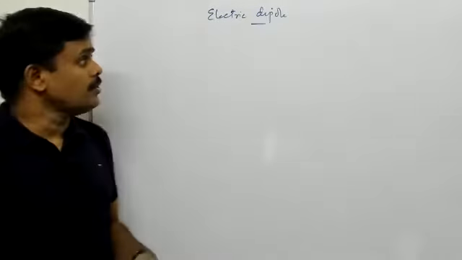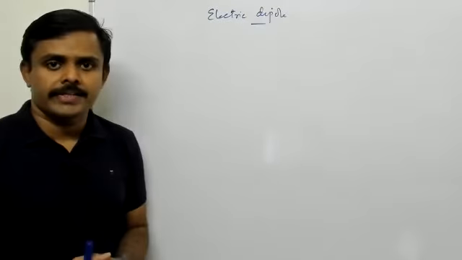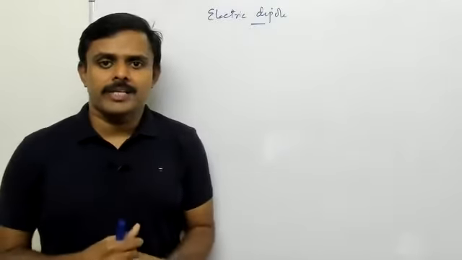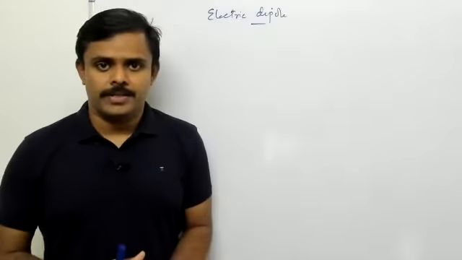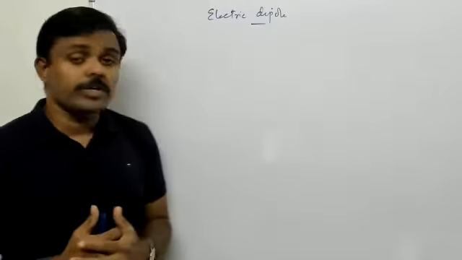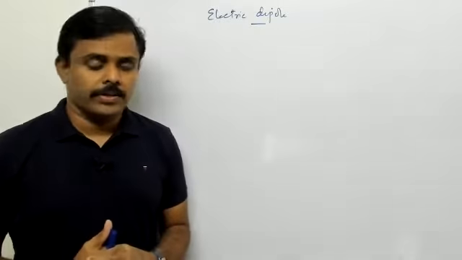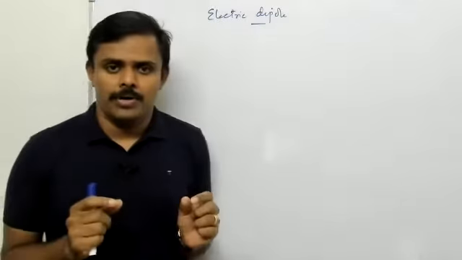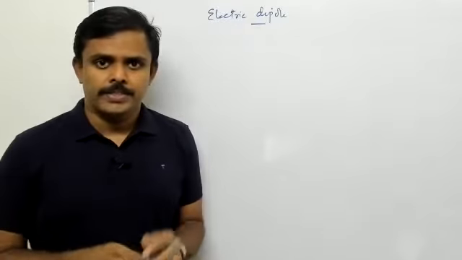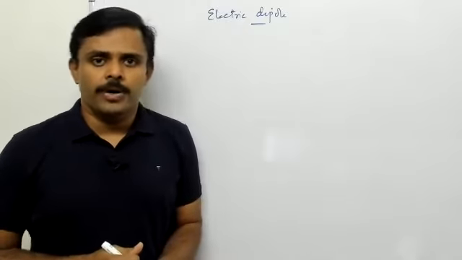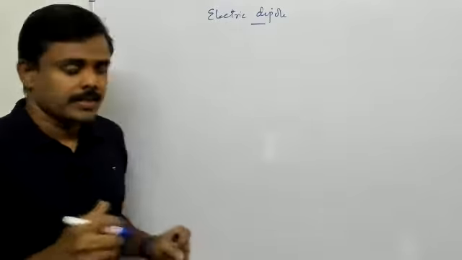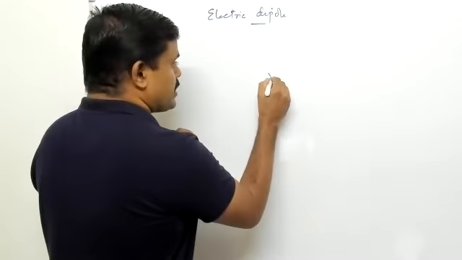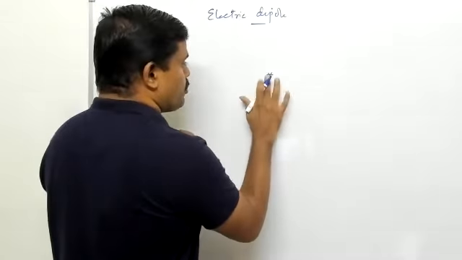All right. So in this session, we'll be looking at electric dipole and the numericals from this particular topic. Okay. So to start with, what is an electric dipole? What is meant by the term dipole? Di means two. So obviously there are two poles for this system. Okay. So a dipole is nothing but a system of two equal and opposite charges.